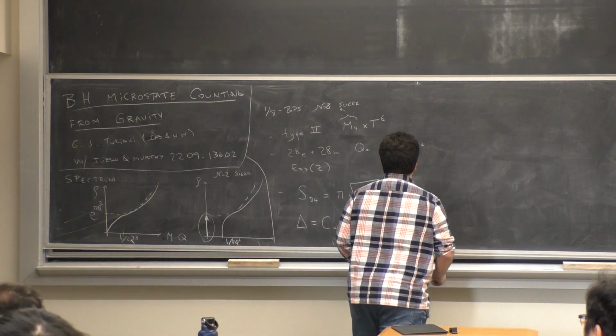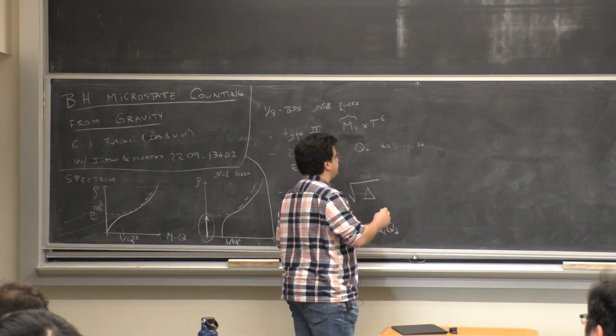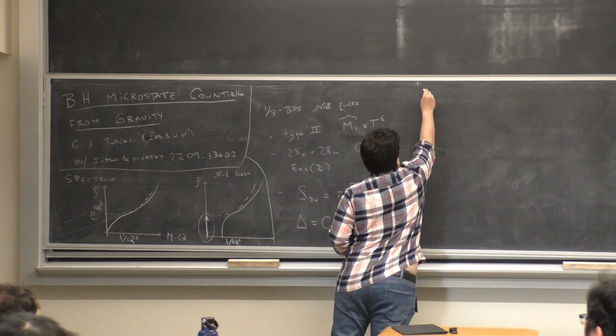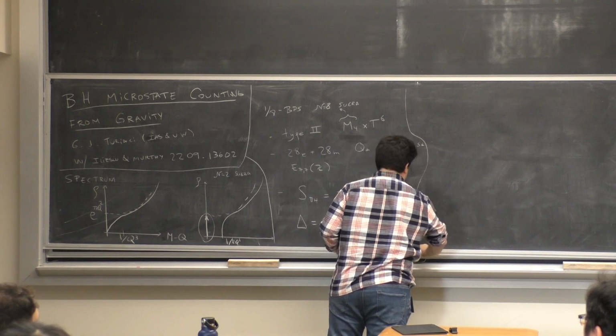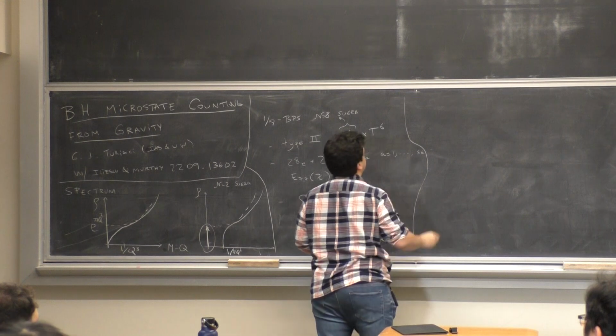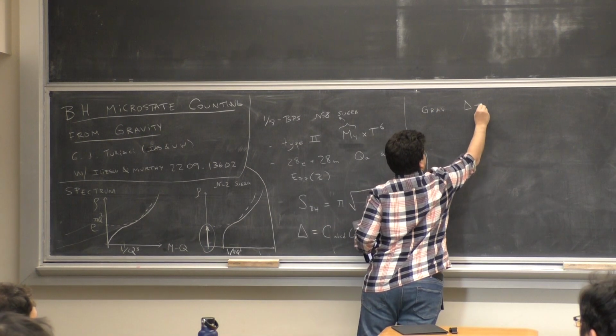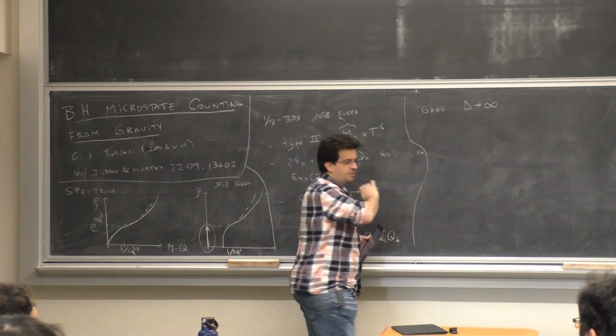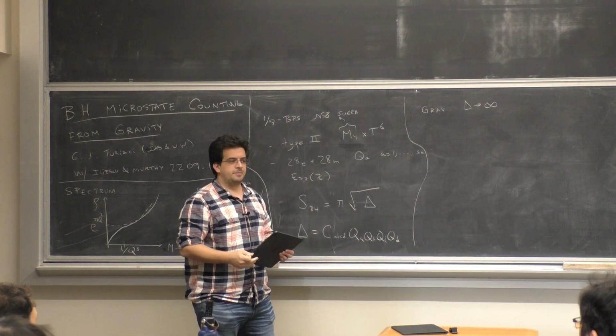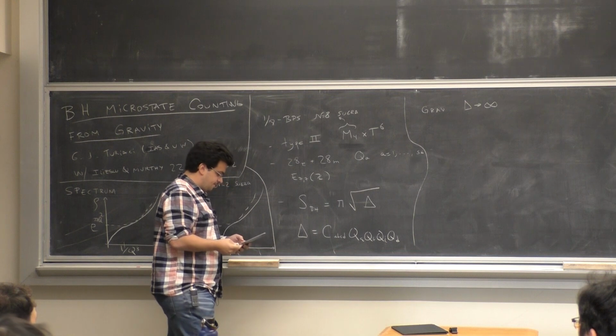By this duality. And the gravity picture, if we look at the black hole, is accurate in the limit that delta goes to infinity. And again, we are looking at this in units of Planck length.